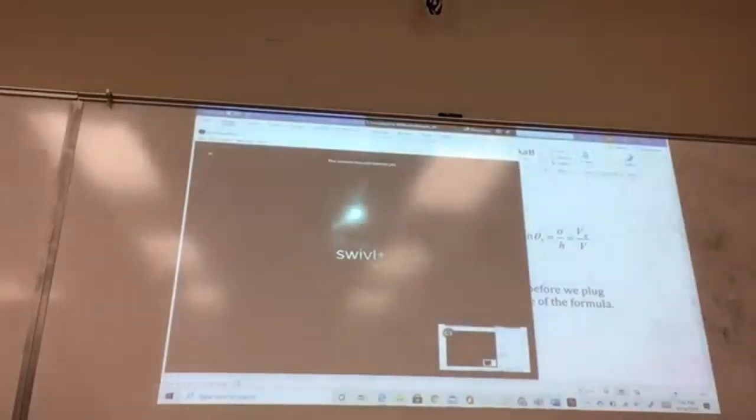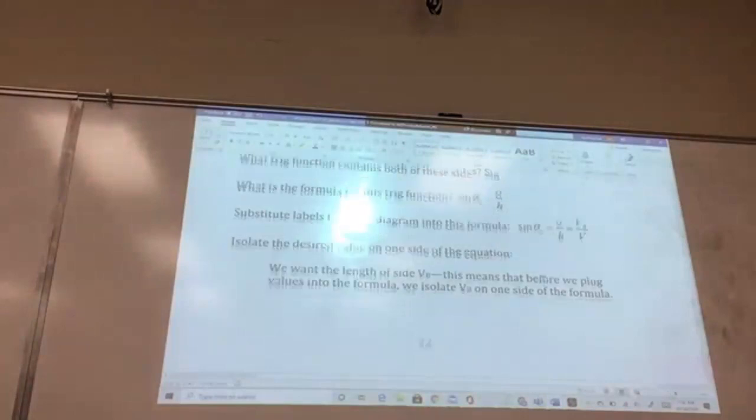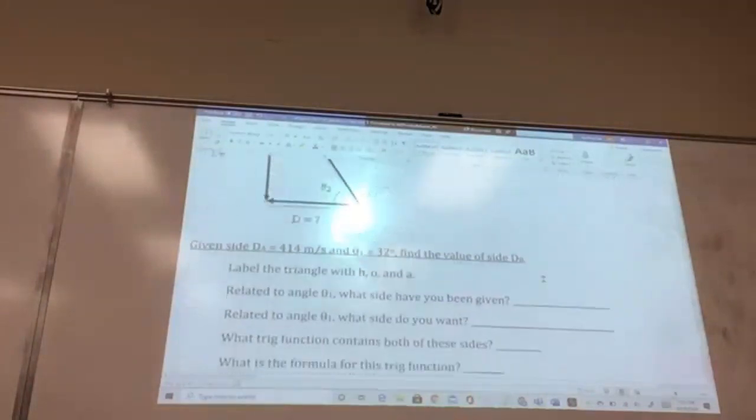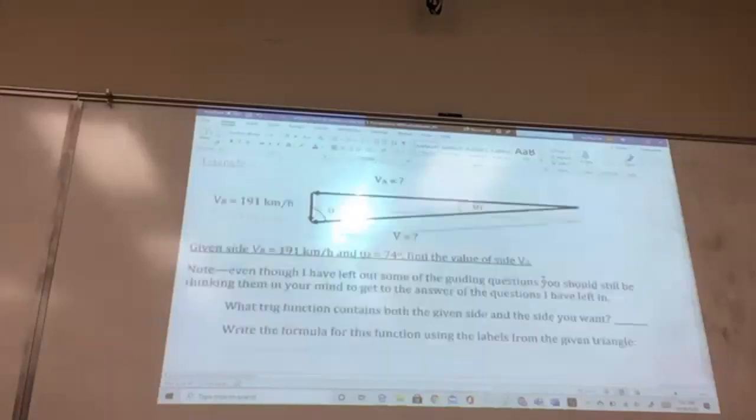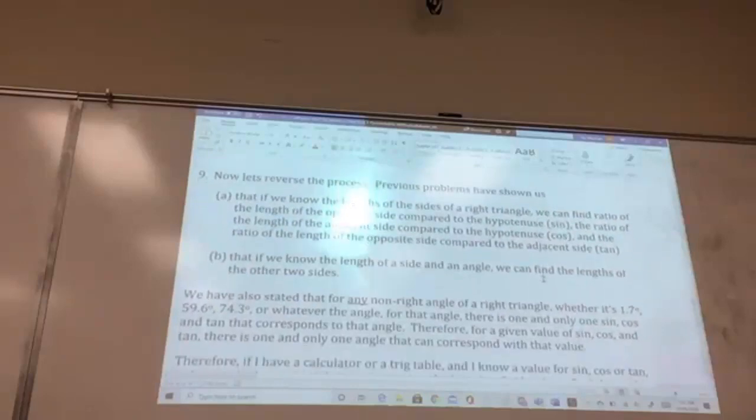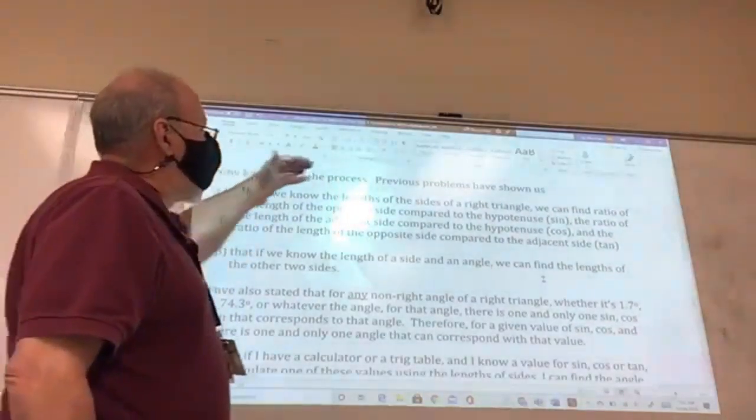Through all that again. Okay, so the section that we're starting on after that little review is this last section here, where we need to find the angle. Okay, so we're going to reverse the process.